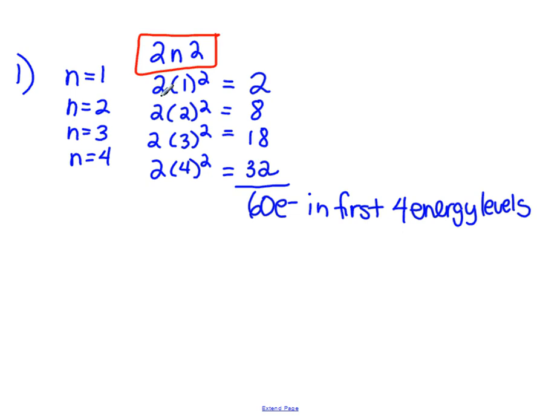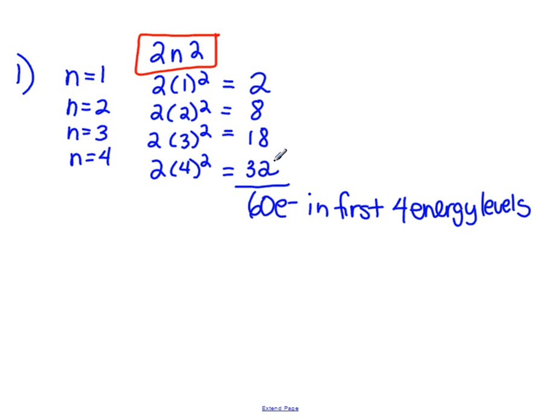So take your energy level 1, square it, and then multiply it by 2. In the first energy level, you get 2 electrons. In the second, you get 8. And the third, you get 18. In the fourth, you get 32.